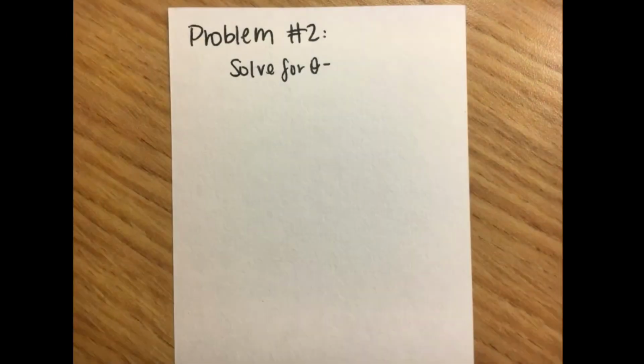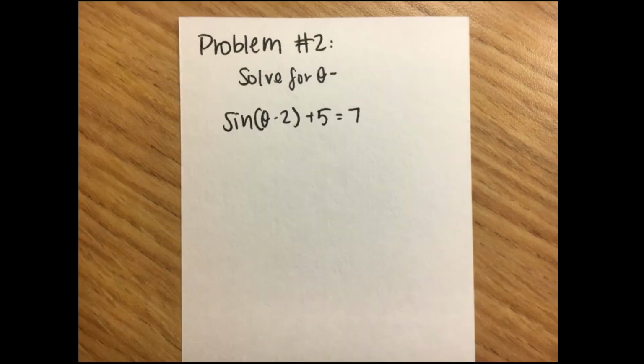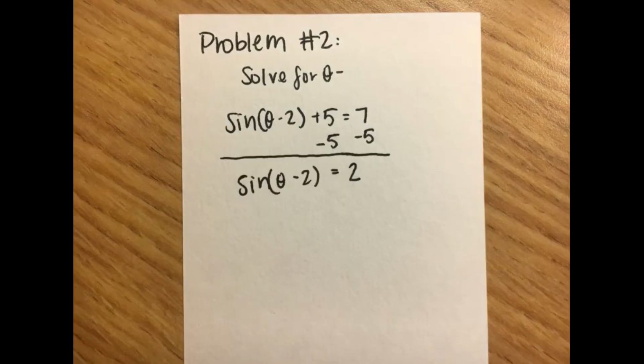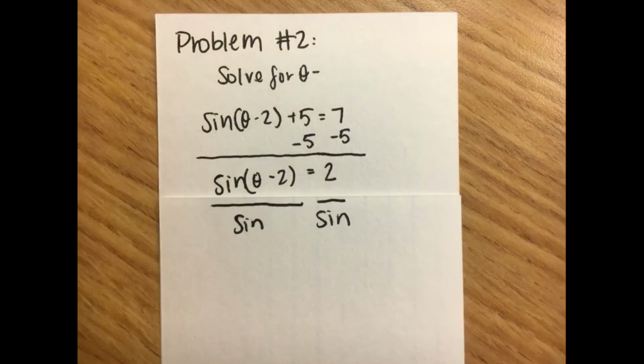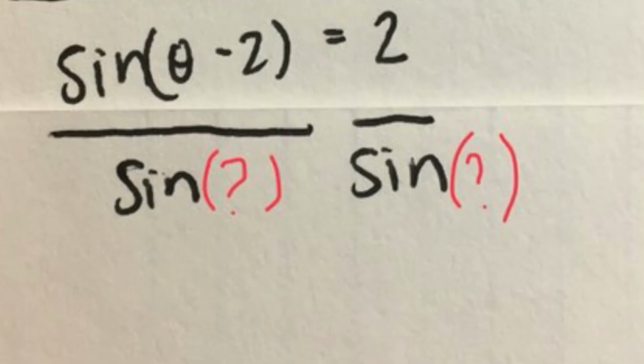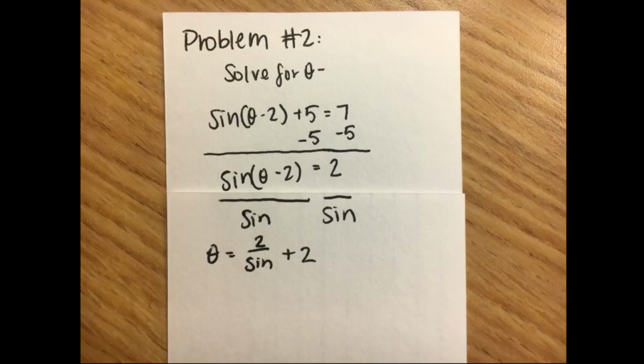For problem number 2, we have to solve for theta given that sine of theta minus 2 plus 5 equals 7. Again, they were correct to start by subtracting 5 from both sides, which left them with sine of theta minus 2 equals 2. However, the misstep occurred when they again tried to divide by a value that cannot be divided by, which included dividing both sides by the sine of basically nothing. This resulted in their final answer of theta equaling 2 over sine of nothing plus 2.